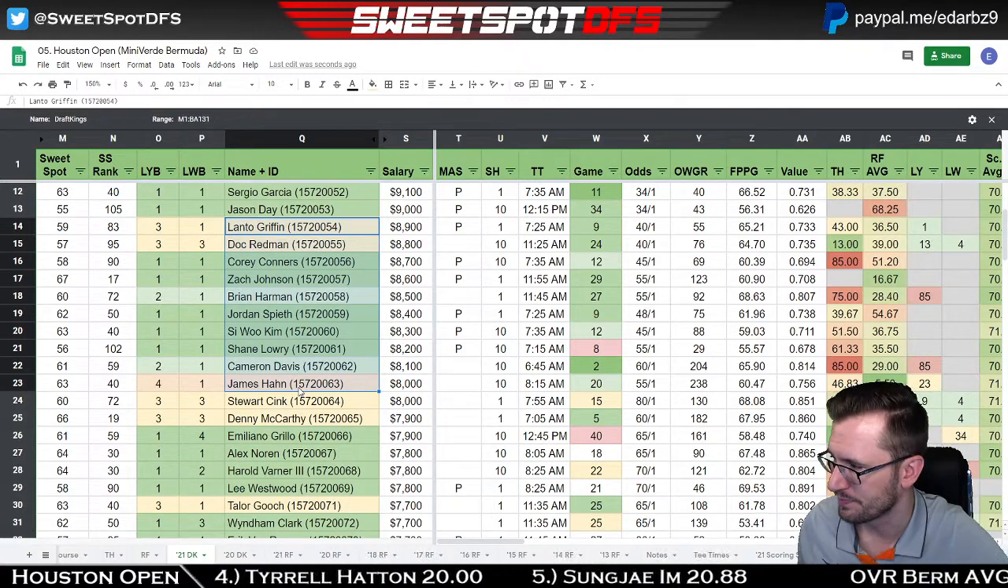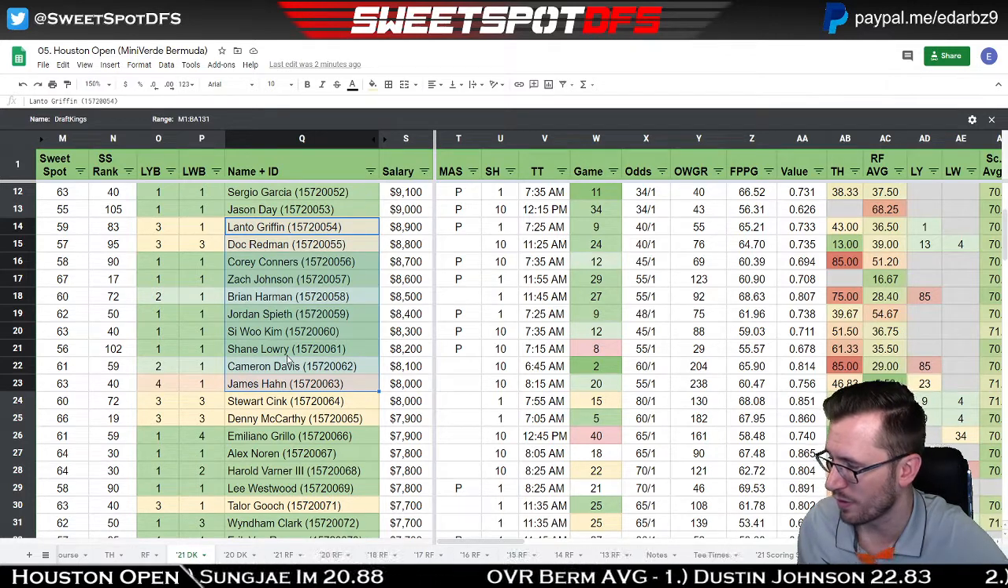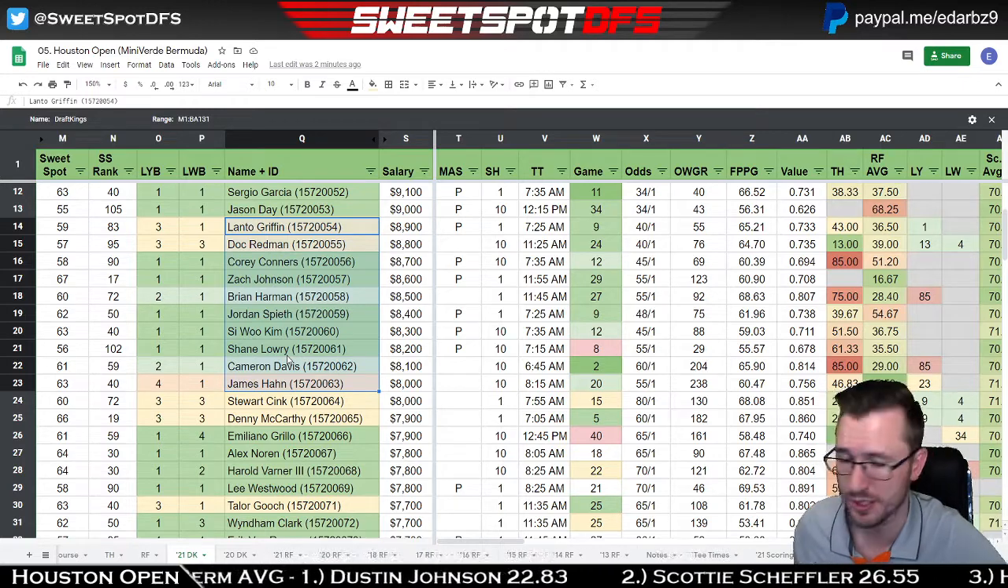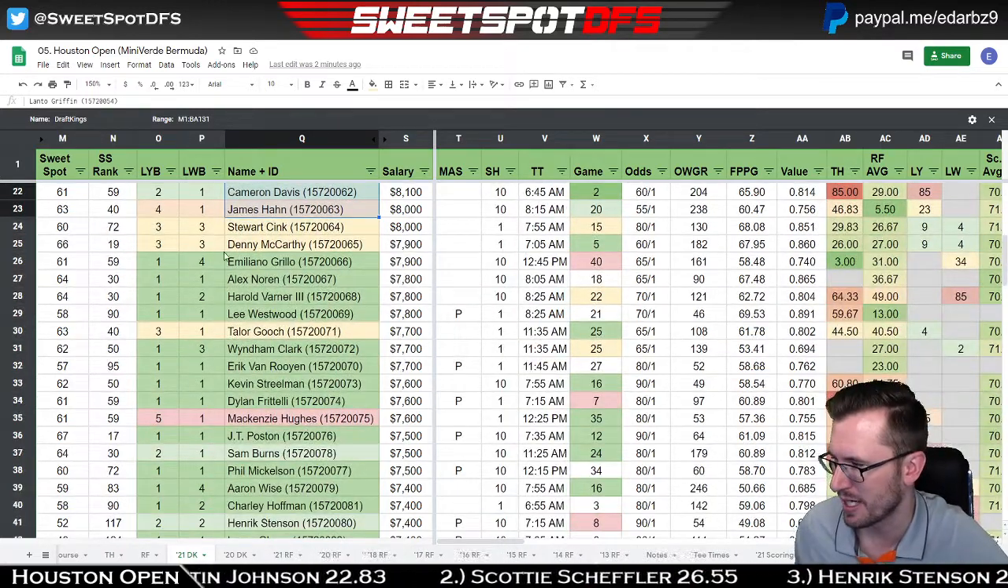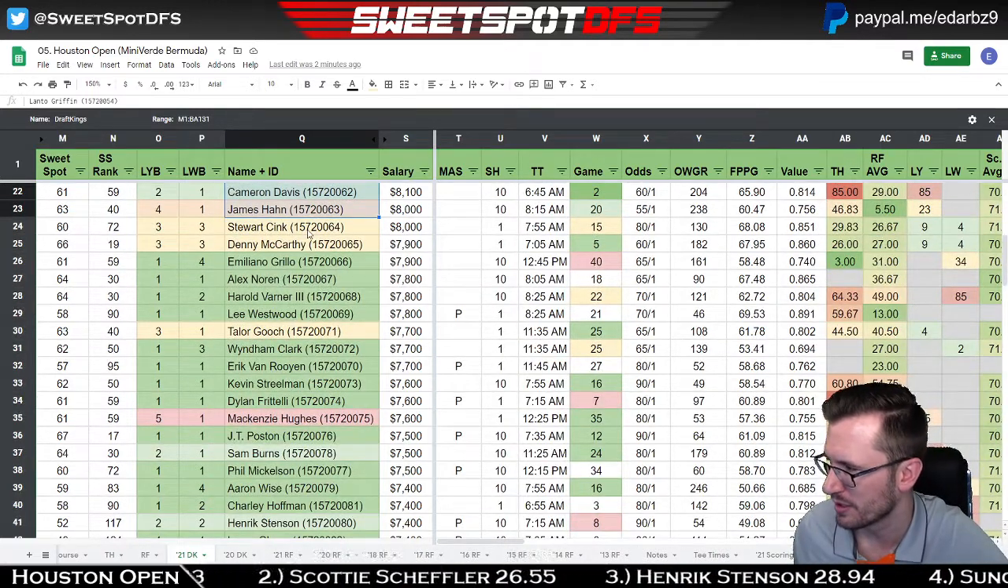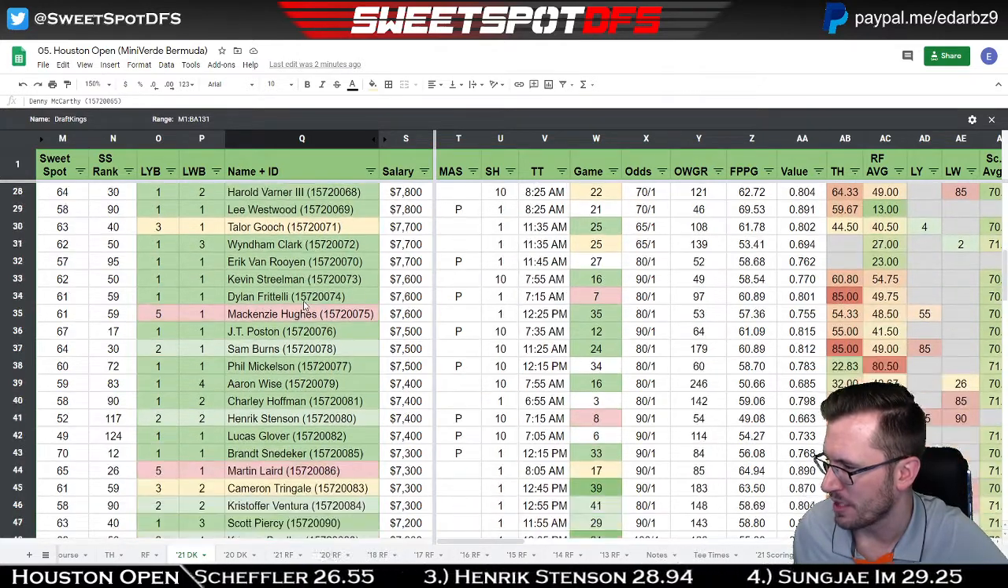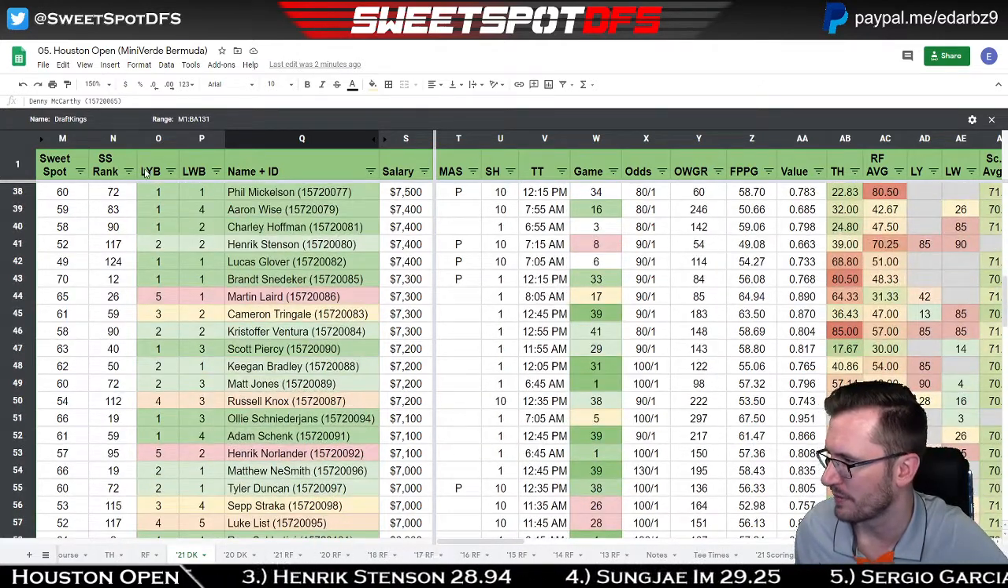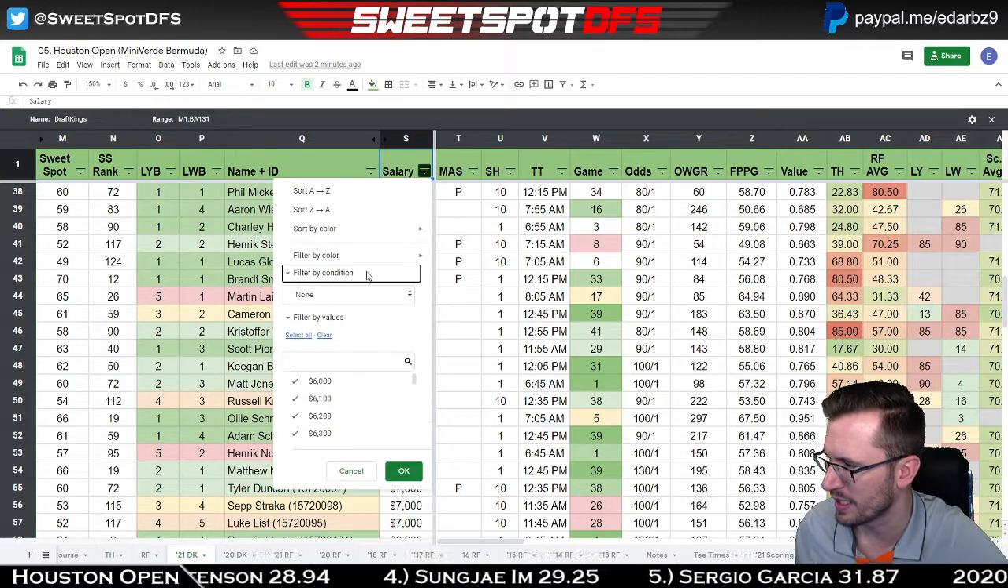Very interesting. Something notable, Shane Lowry, 102. He's one of the worst. Doc Redman, 95, and Corey Conners, 90. So we'll see how that pans out, looking at finishes. Your 7K golfers, now I'm going to have to actually sort this by condition.